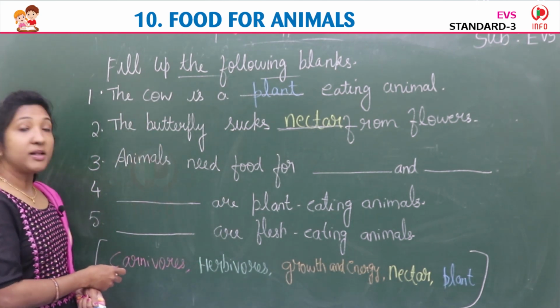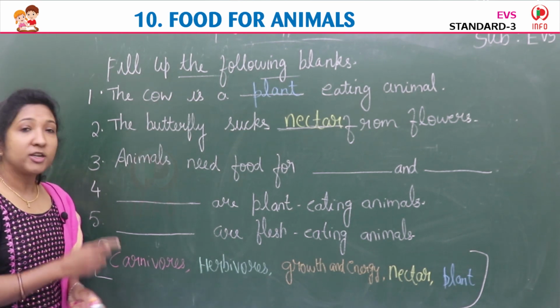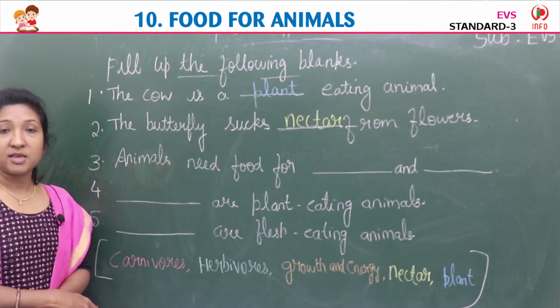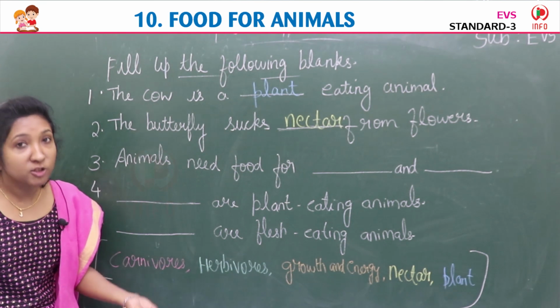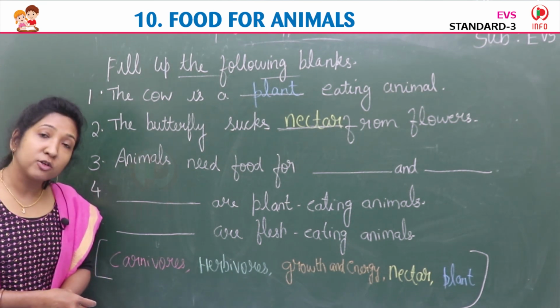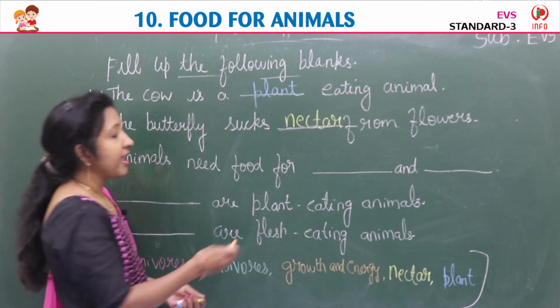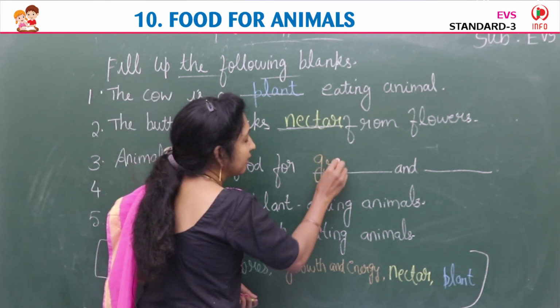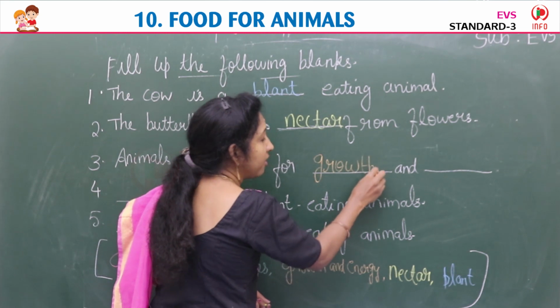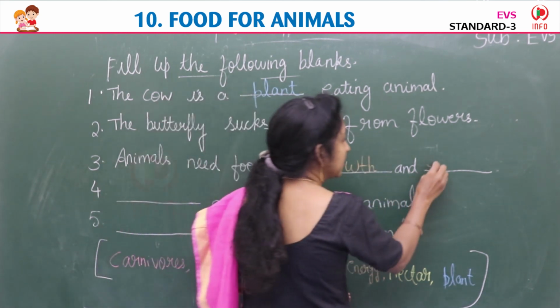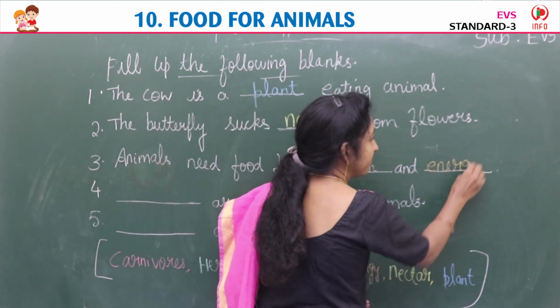Third one, animals need food for dash and dash. Just like us, animals also need food. Why they need food? For, yes, growth and energy. Animals need food to grow or for growth and energy.